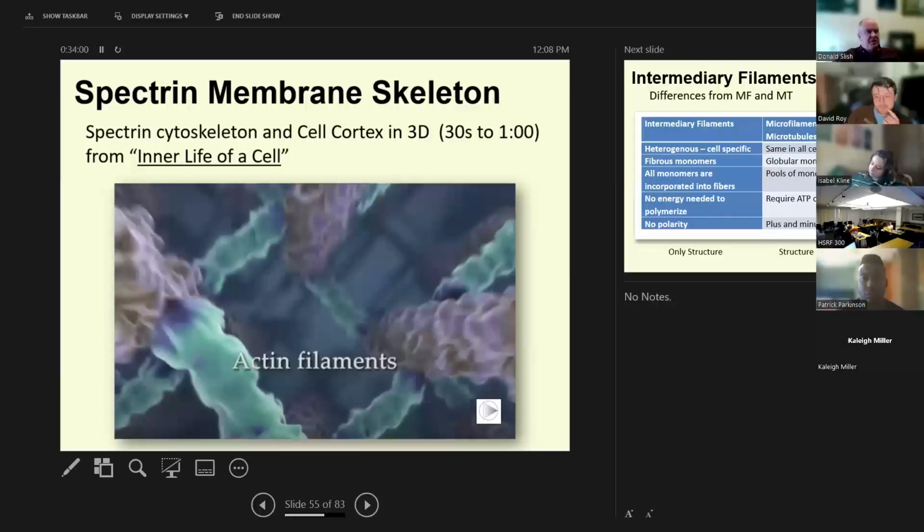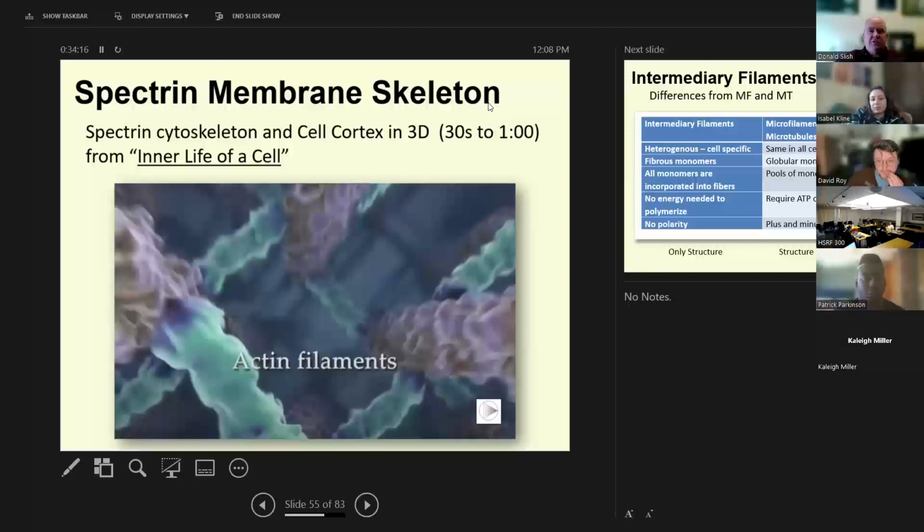Can you guys see this, The Inner Life of the Cell? You do see it. But do you see the animation or just the figure? It's not playing. I can just see the screen. Okay, let me change the share then.